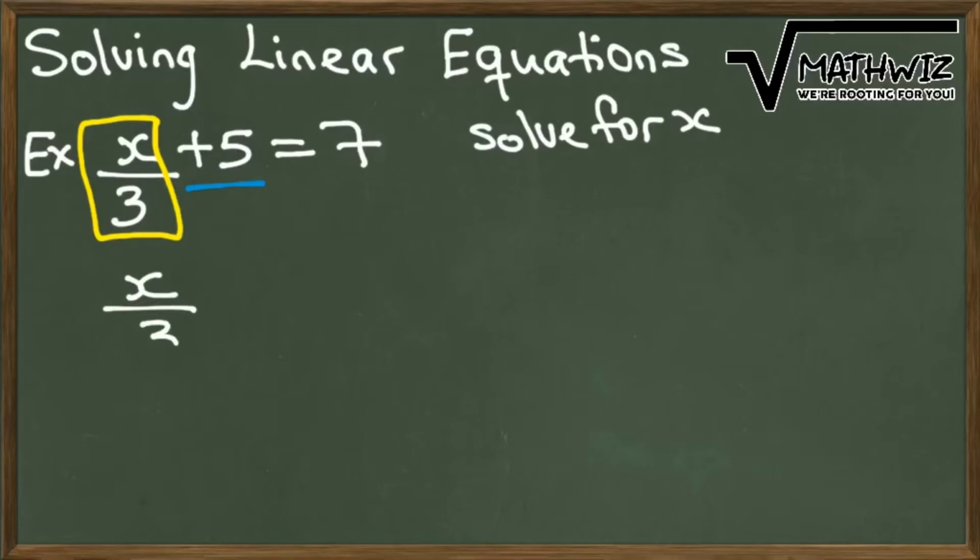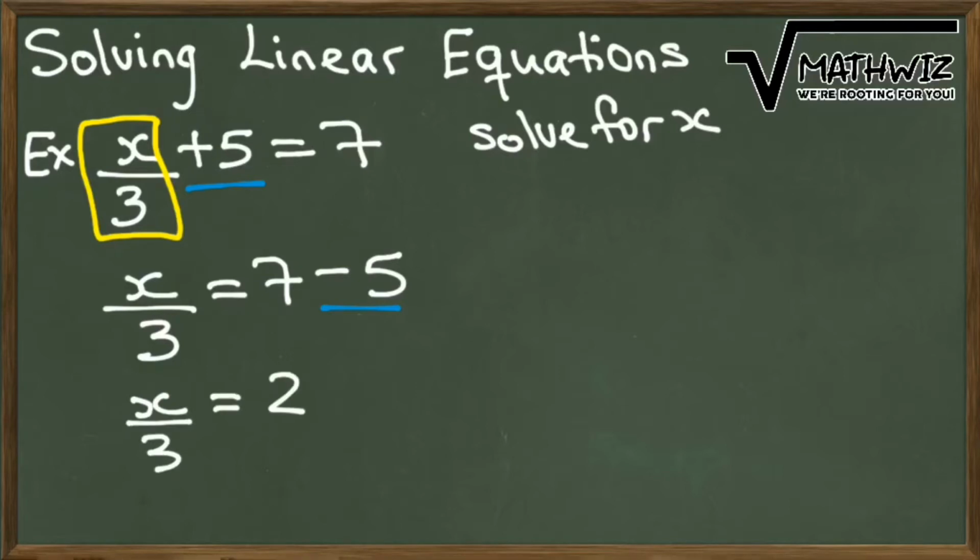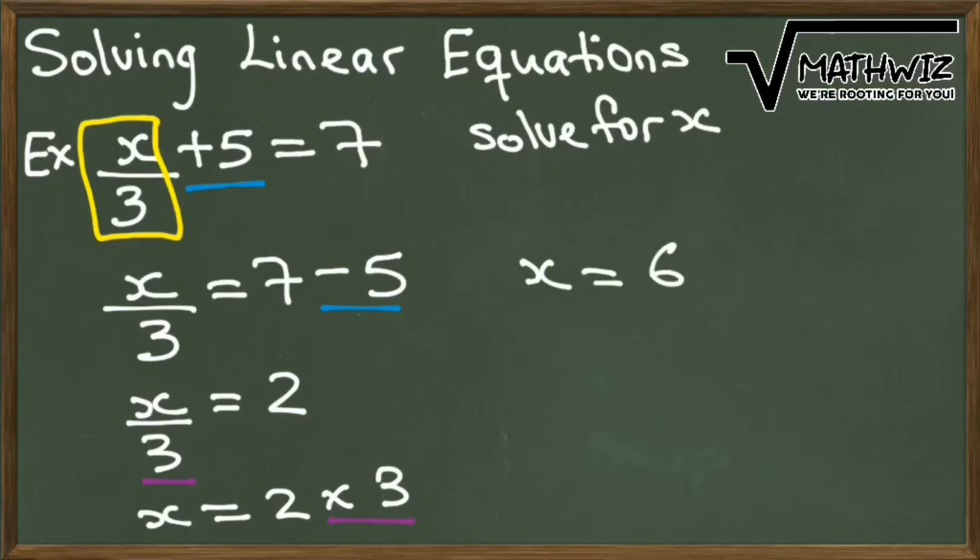So we have x over 3, so that plus 5 will become minus 5. So we have x over 3 is equal to 2. And then the 3, which is divided, when we take it across, we will multiply. And 2 times 3 is going to give us 6, and that would be the answer.